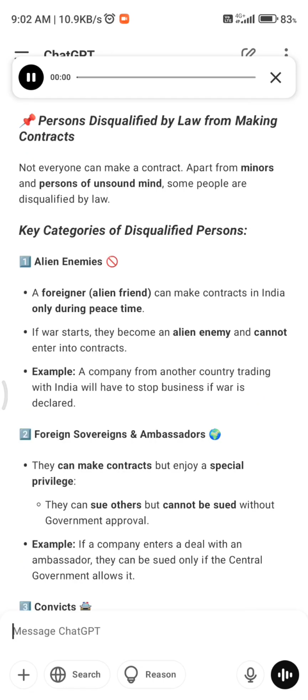Persons disqualified by law from making contracts. Not everyone can make a contract. Apart from minors and persons of unsound mind, some people are disqualified by law. Key categories of disqualified persons.